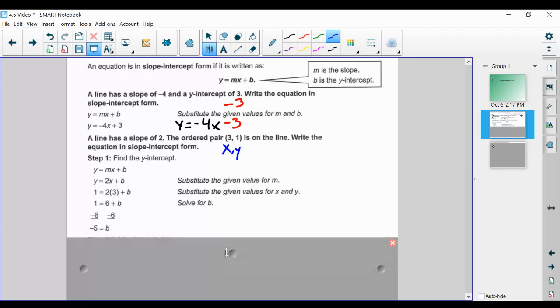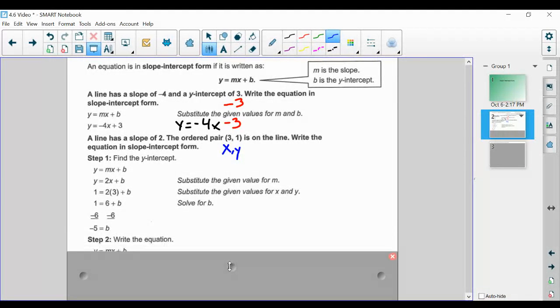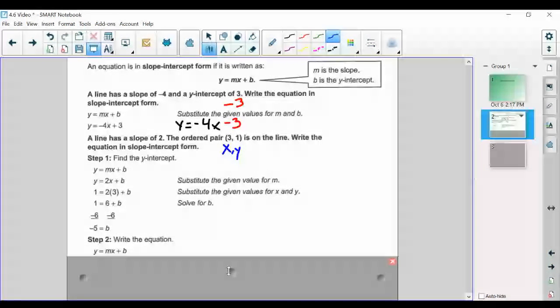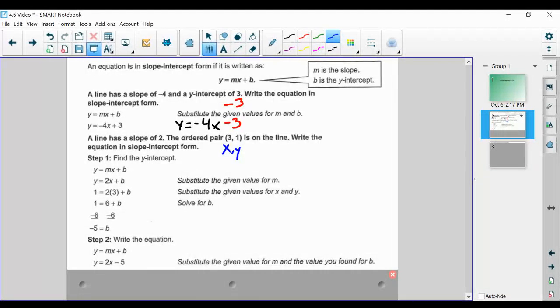Solve for b, we get that b is equal to -5. Now that we have our b value, we were already given our m value, our slope value, we can now go back and write out our equation. Remember, it's y equals mx plus b, so we substitute in the slope value and the y-intercept, and we get y is equal to 2x minus 5.